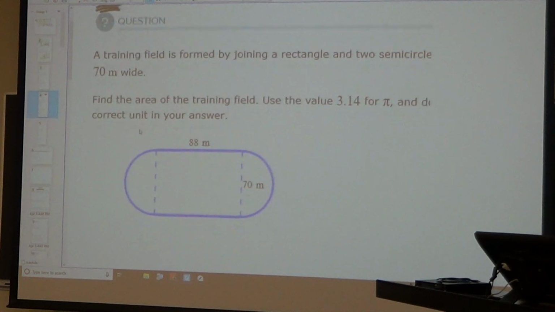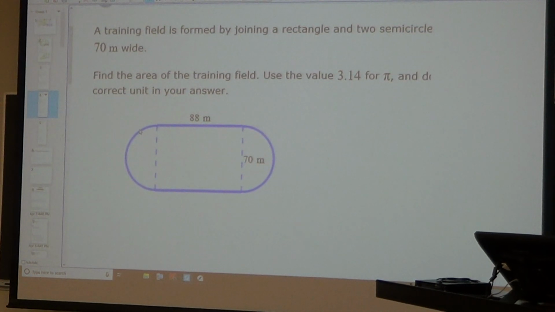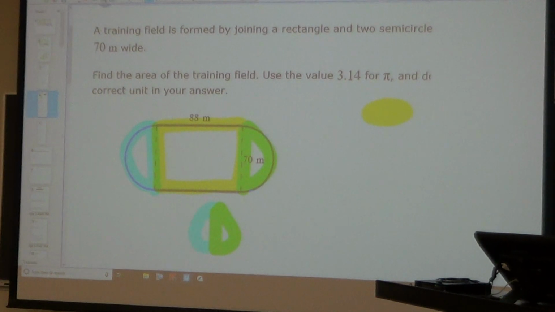Now, what shapes do you see? Triangle. I have a rectangle, and what else do I have? Circle. If I take that piece and I take this piece and I put them together, do we see that we have a full circle?